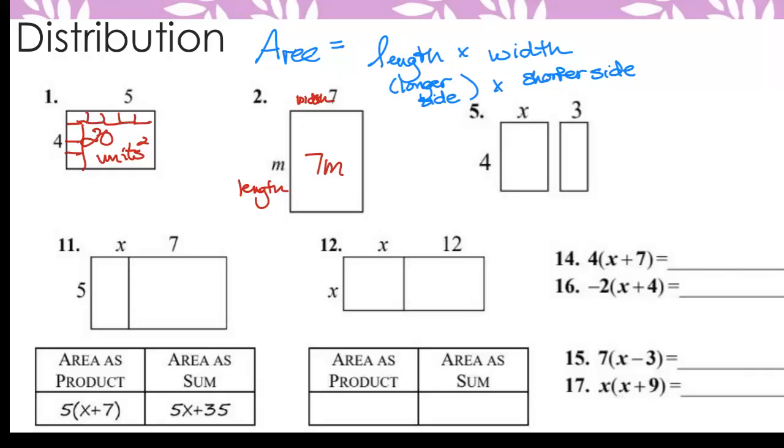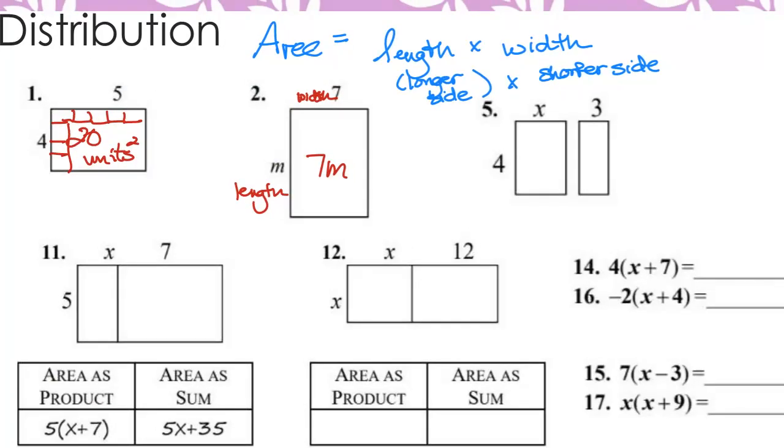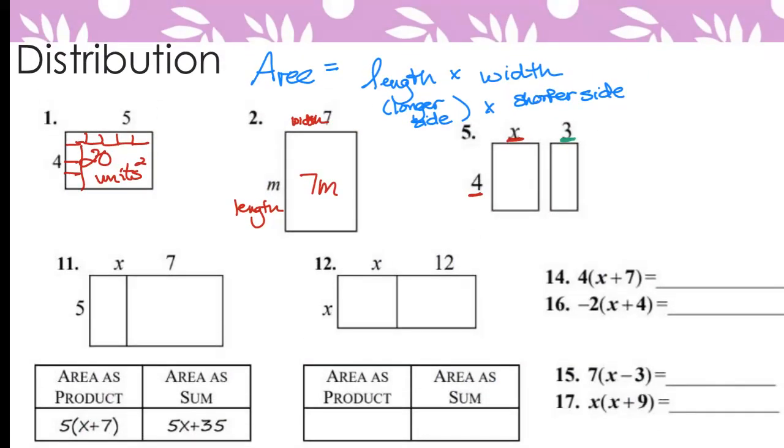Jump now to number 5. Or you can do 3, 4 on your own. But let's look at number 5. So 5, they're showing over to the side, this has a length of 4. This has a width of x. And then we have this other rectangle near it, which also has a width of 3. Okay, so what is the area of the first rectangle? Four x, right? Because you're multiplying length times width. So 4 times x is 4x. What about the second rectangle?